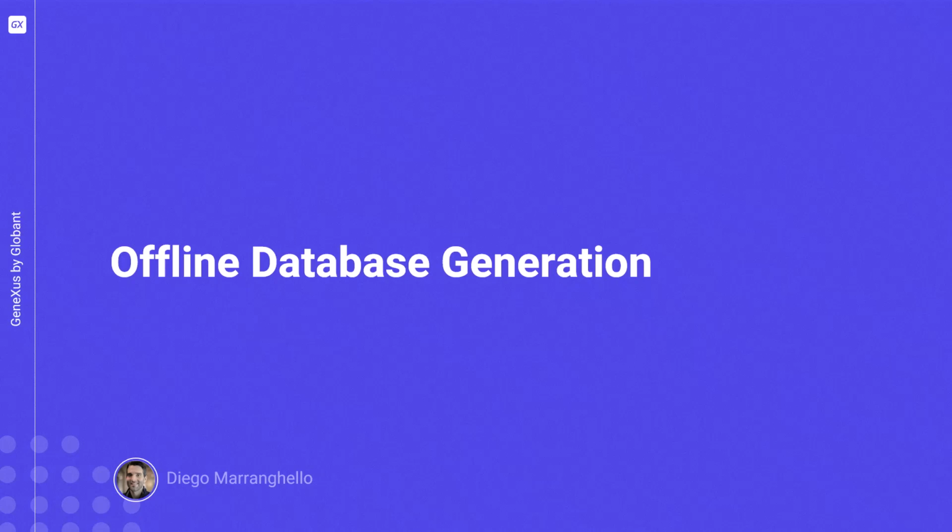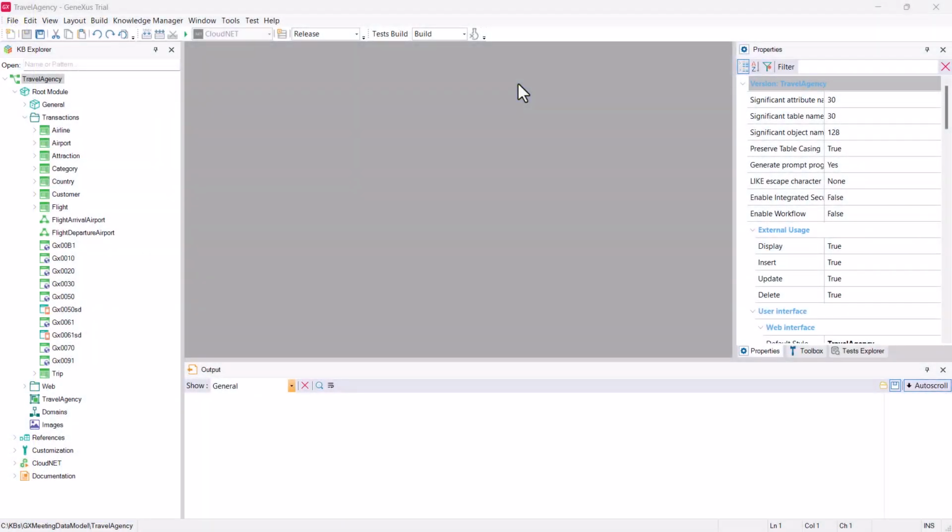In this video, we'll see how to convert an online application into an offline application. First, we're going to see how our travel agency application, which is currently an online application, works. Let's access the mobile application and the web application at the same time with both interfaces open to see the interaction.